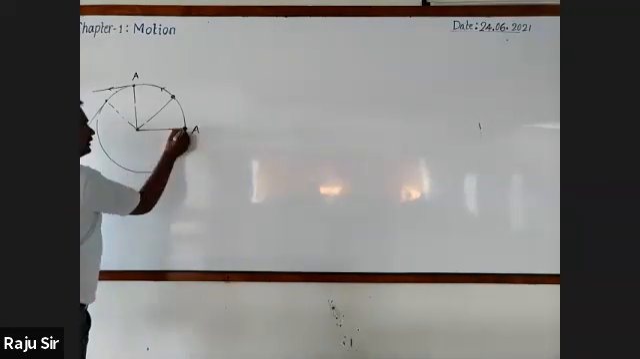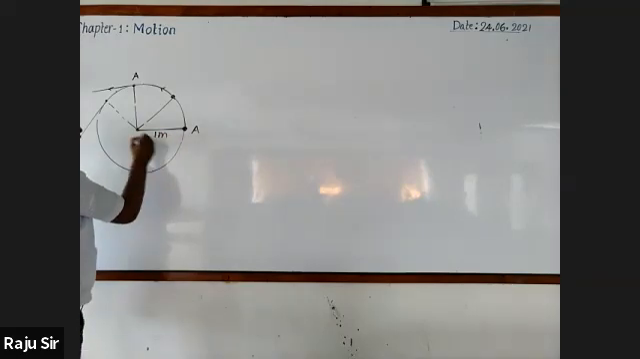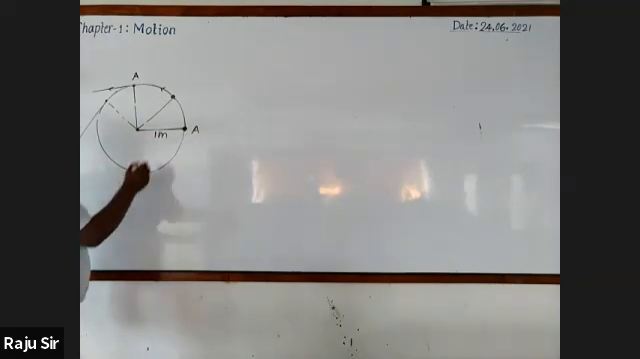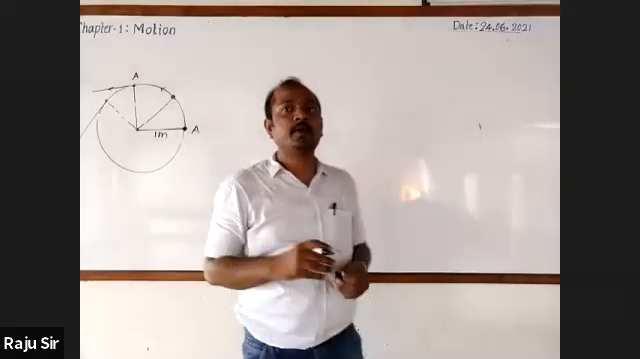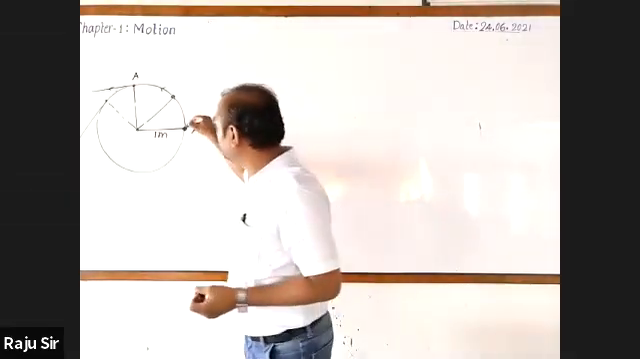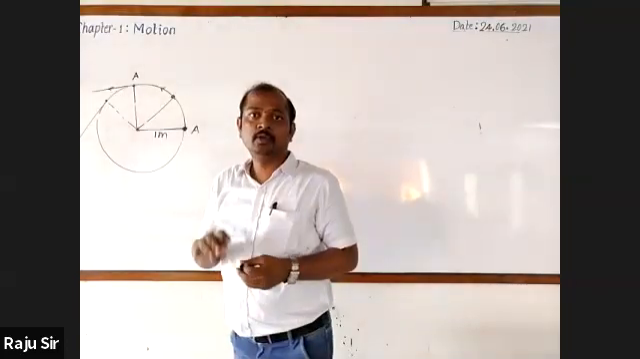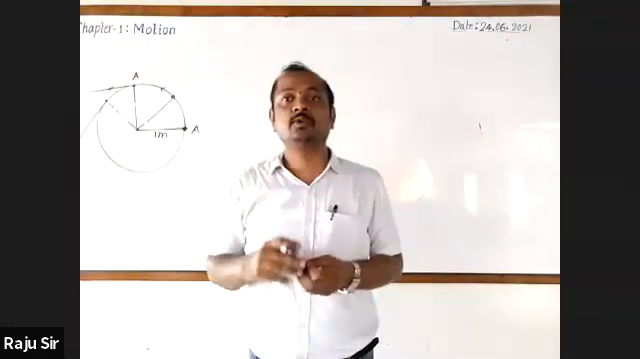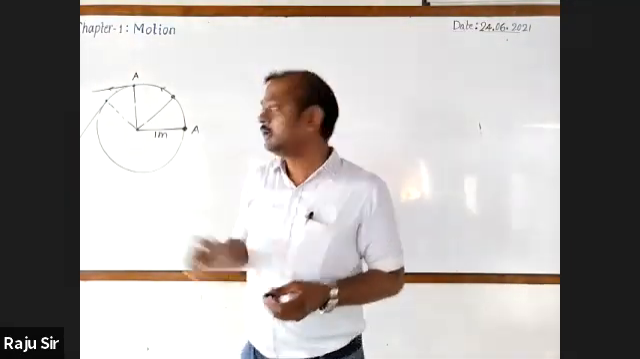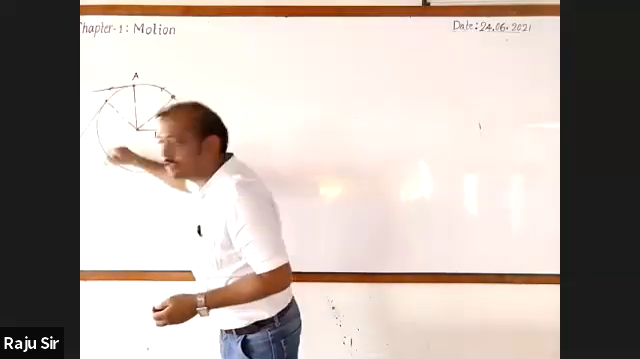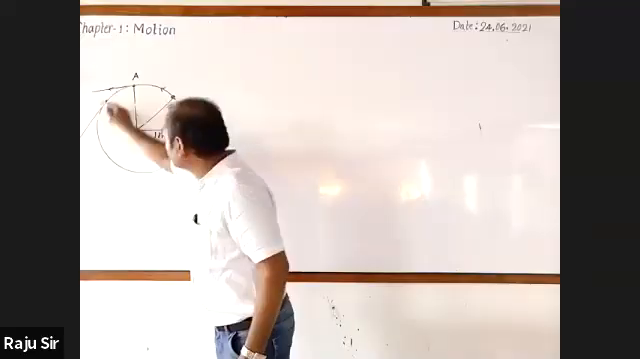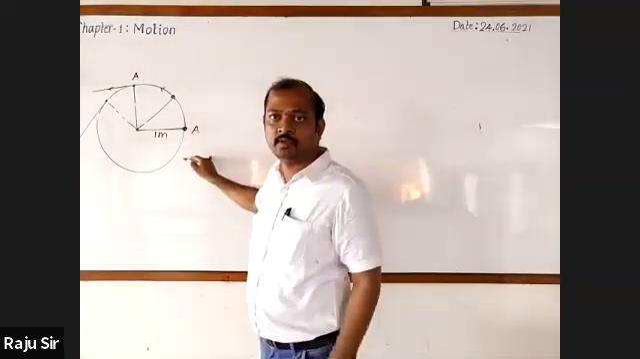And the length of the thread is 1 meter. Then how can we go for finding the speed with which the stone will move? To find that out, you must know the total distance. Then what is the total distance? 2 pi r. Very good. It is nothing but the circumference of the circle.